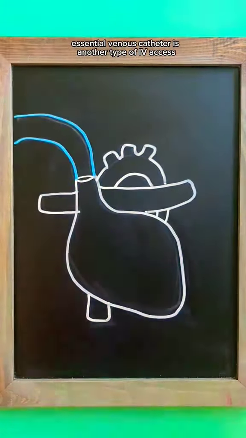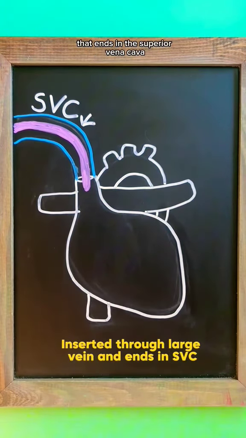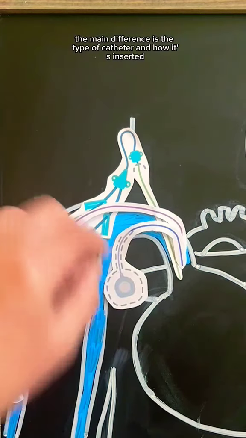A central venous catheter is another type of IV accessed through inserting a catheter into a large vein that ends in the superior vena cava. There are multiple types of central lines. The main difference is the type of catheter and how it's inserted.